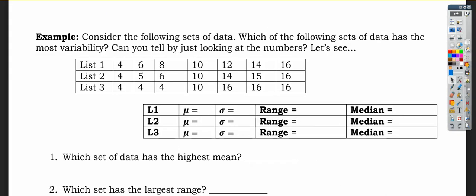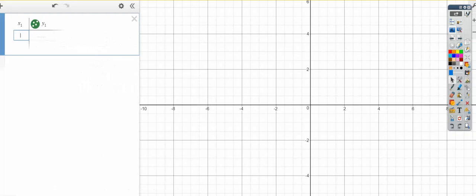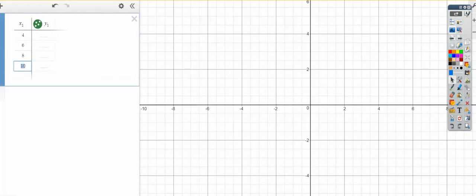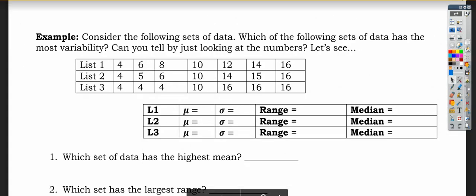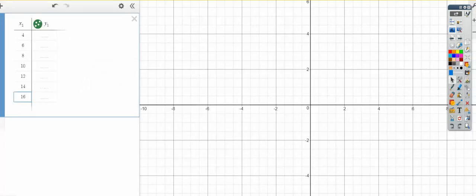I have to go over here and look at it. It starts at 4 and goes to 16 counted by 2s. I'm going to type in all of my values, and Desmos is pretty sophisticated. It starts to project what you're doing. So 4, 6, 8, 10, 12, 14, 16.